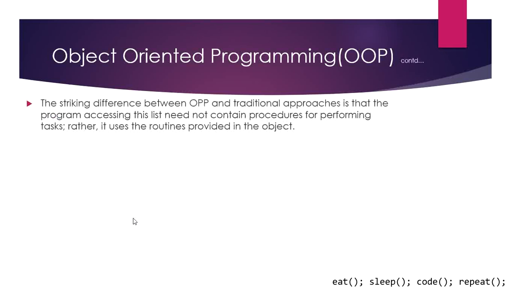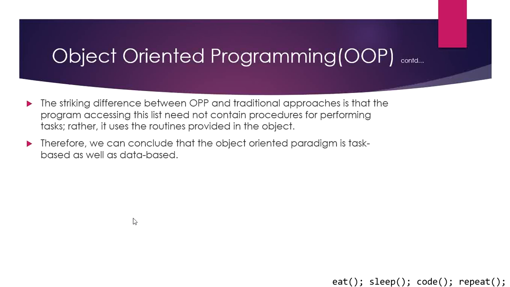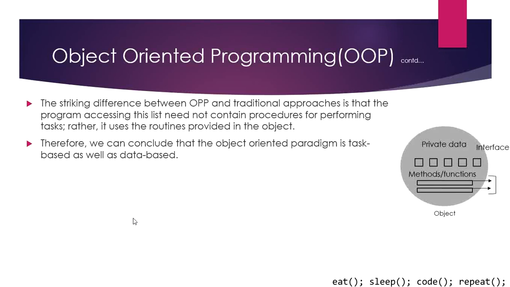Moving forward, the striking difference between OOP and traditional approaches is that the program accessing the list does not need to contain procedures for performing the task; rather, it uses the routines provided in the object. The object is the operation that we want to perform, rather than performing the whole task. Therefore, we conclude that object-oriented programming is task-based as well as data-based. So by using an object, we specify what operation we want to do on which data.